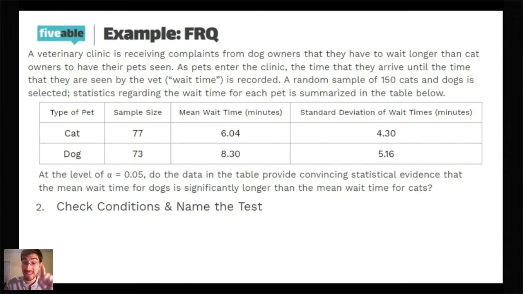When it's framed like this, do we have convincing statistical evidence that happens? I've never seen it. I have never seen the conditions be something that we fail, and we just have to stop. What I have seen is scenarios that have multiple parts to it, and like a part C is, could we run a 2 sample t-test for this? Why or why not? And then you discuss whether or not the conditions are met.